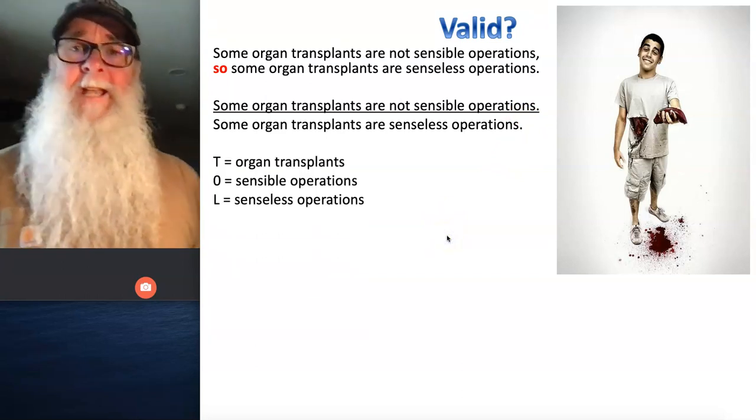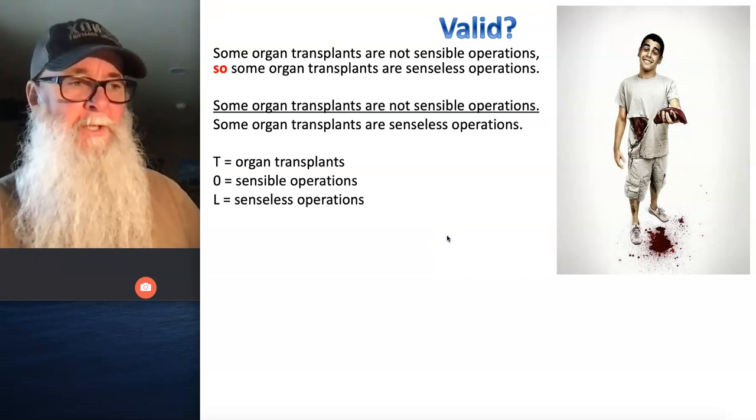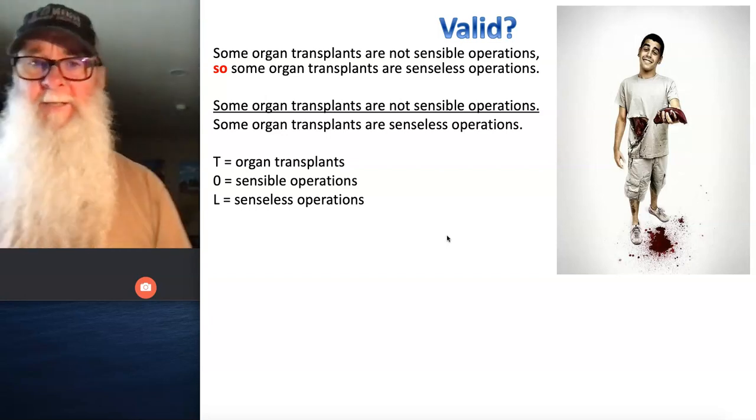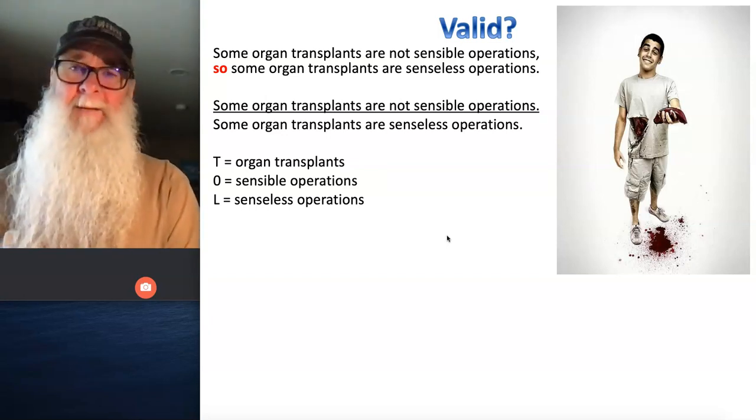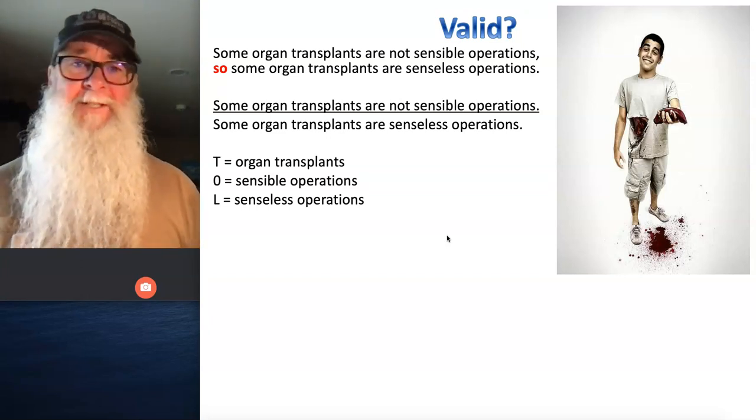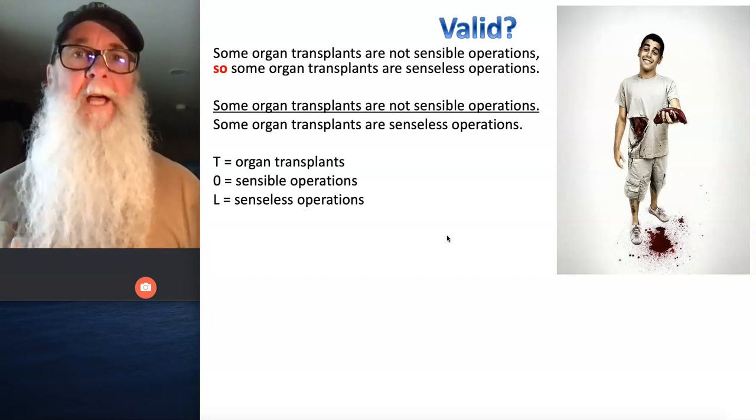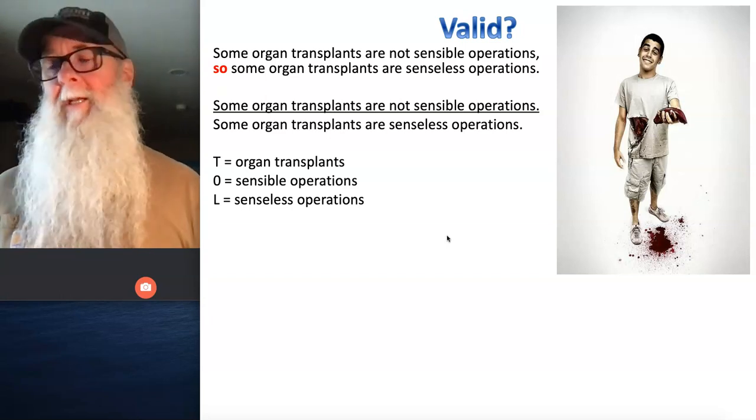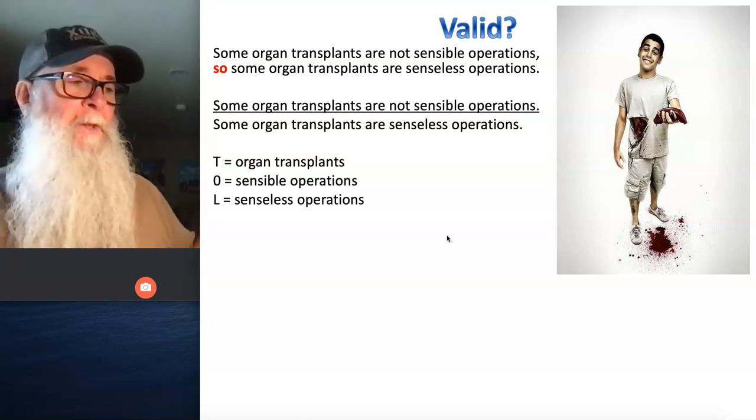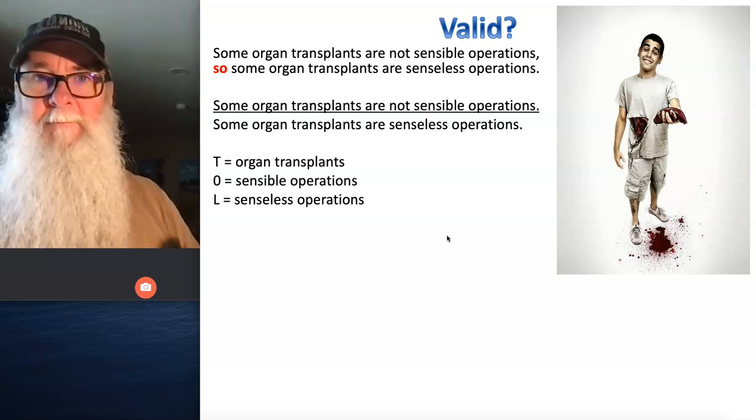Okay. Now we're going to reduce this down to terms, but again, we're stuck with this problem like we were in an earlier example where we have more than 2 terms. Okay, we have organ transplants, sensible operations, and senseless operations. Now, in this case, sensible operations and senseless operations, I don't know that either one of those is more specific than the other. They seem to be equally specific, but I think it's wisest to choose the term that's going to be the easiest to track as I symbolize the argument.